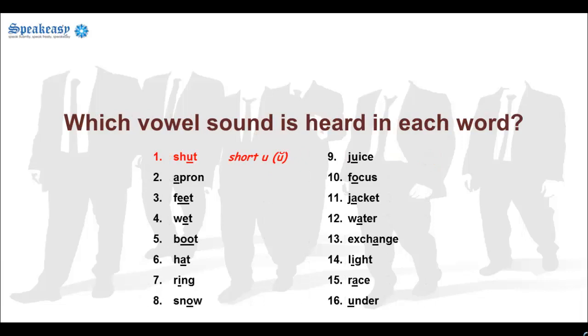Which vowel sound can be heard in each word? For example, in the word shut, we hear a short U sound. Apron, feet, wet, boot, hat, ring, snow, juice, focus, jacket, water, exchange, light, race, under.